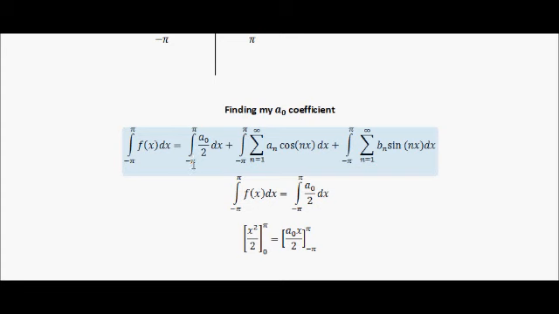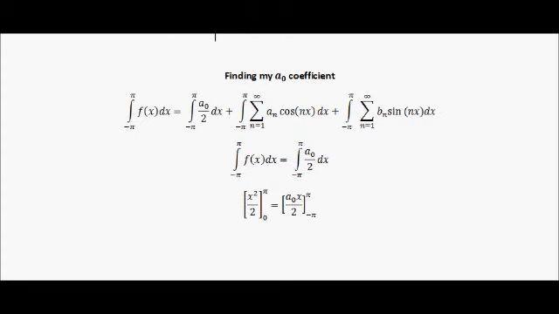So I've integrated my a0 over 2 dx, and I'm integrating these. But the important point I should make here is that the integral of these two terms is going to be 0, because I'm integrating a cosine and a sine graph over its entire period. So there's going to be a positive area and a negative area if you think about it geometrically. So these two terms are going to be 0.